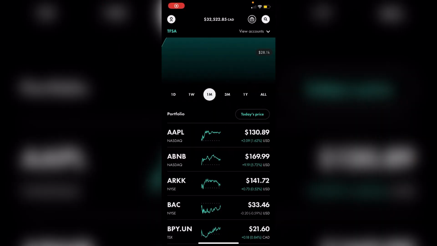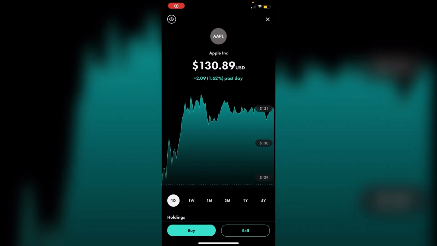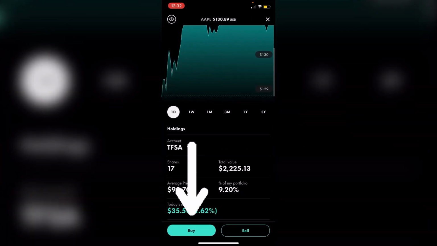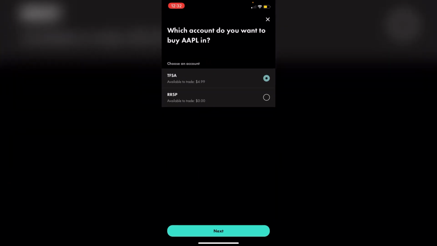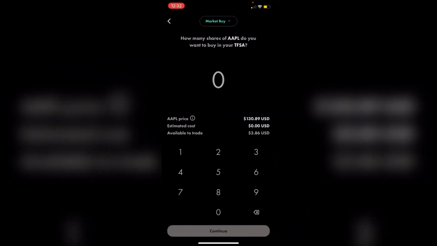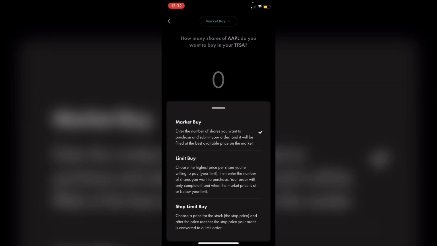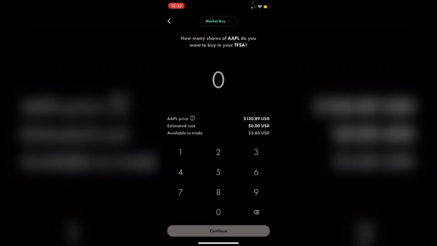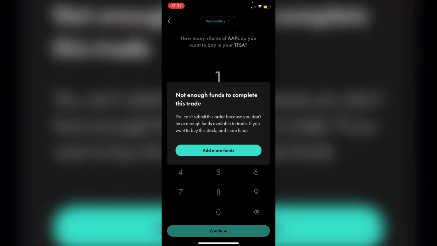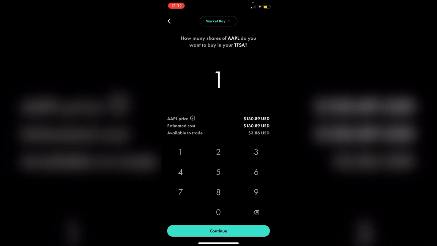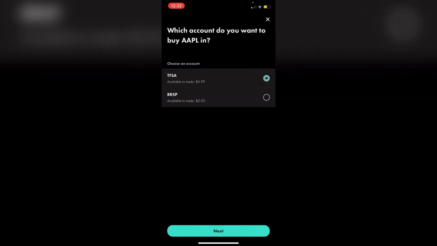Okay, now let's say you guys wanted to buy a stock. So let's go back to Apple, and you just hit buy and TFSA, and it'll tell you market buy. So if you go on the top under the arrow, you have market buy, you have limit buy, and you have a stop limit buy. So if you just want to buy the stock, simple way is market. It'll execute immediately. You put one share, you go continue. Right now I don't have any funds, but that's exactly how it would be, and you just keep going.